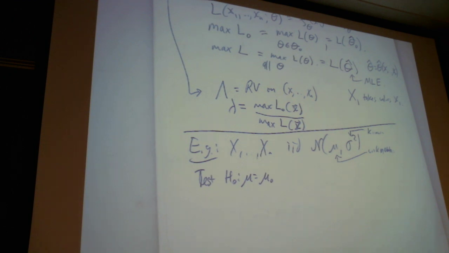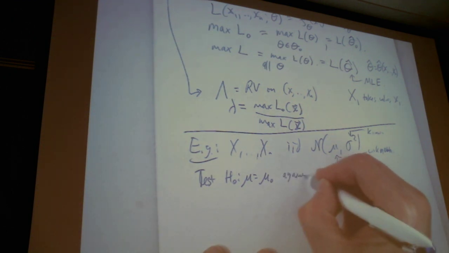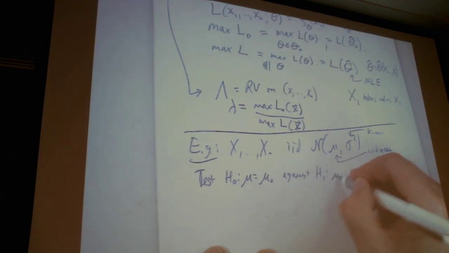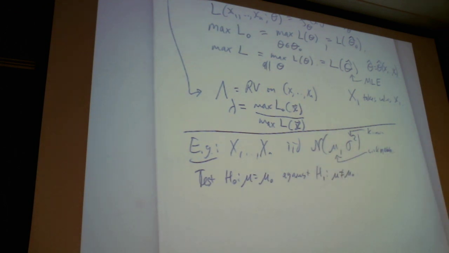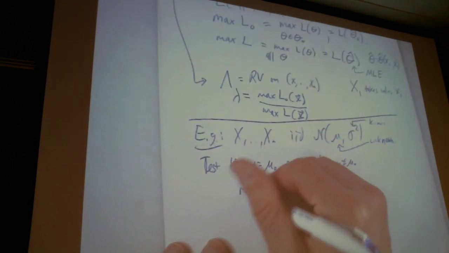Okay? Against H1 is that mu is not mu0. So how can we come up with a test for this? Let's look at this ratio statistic. So what is max L0?